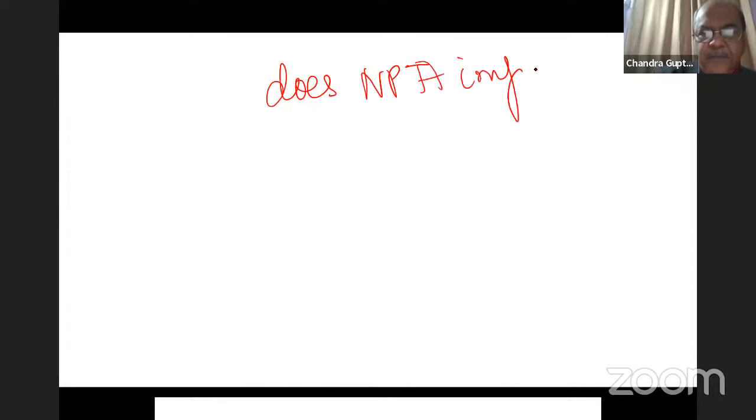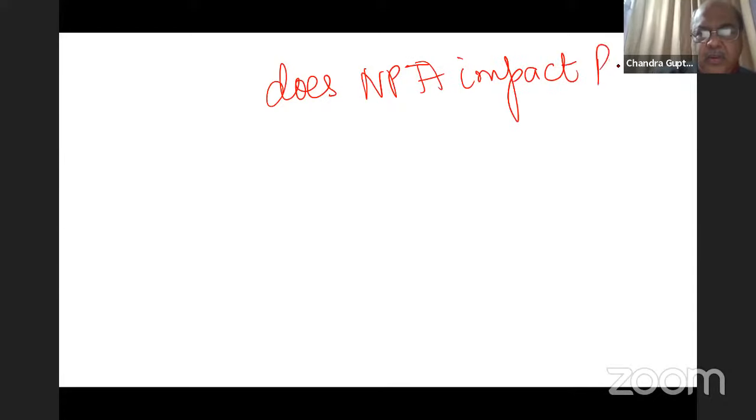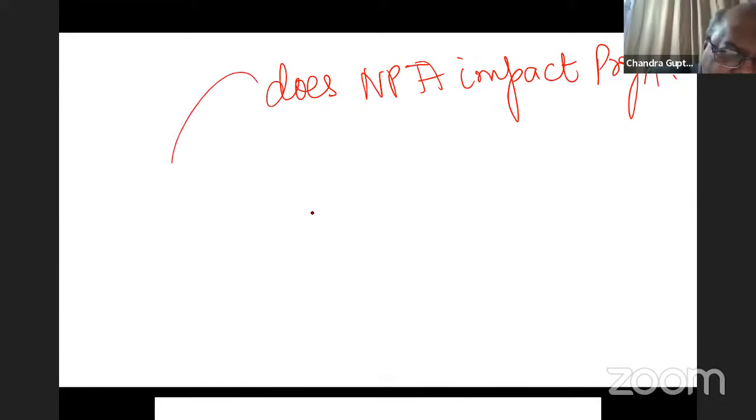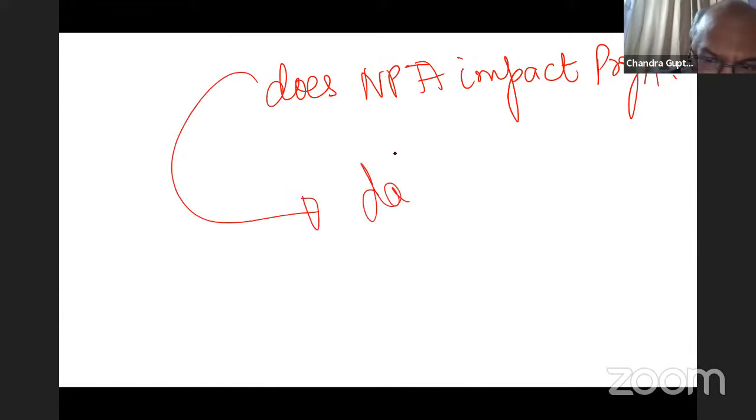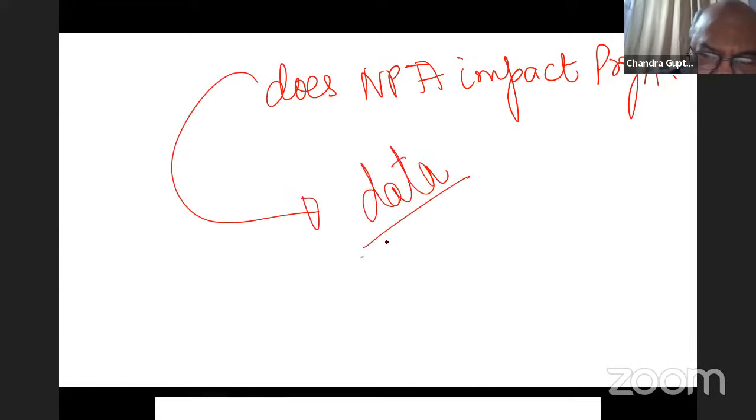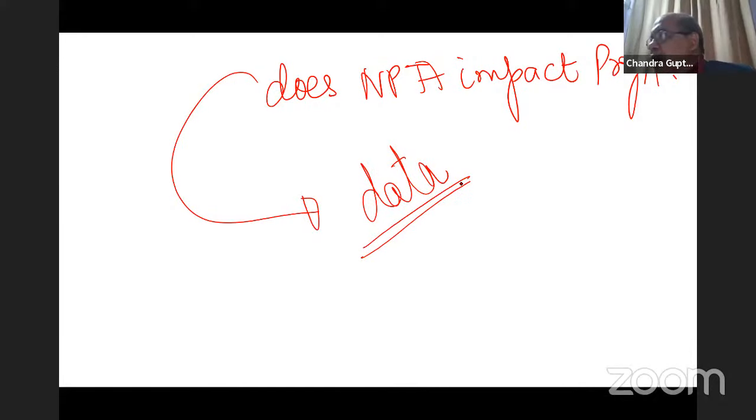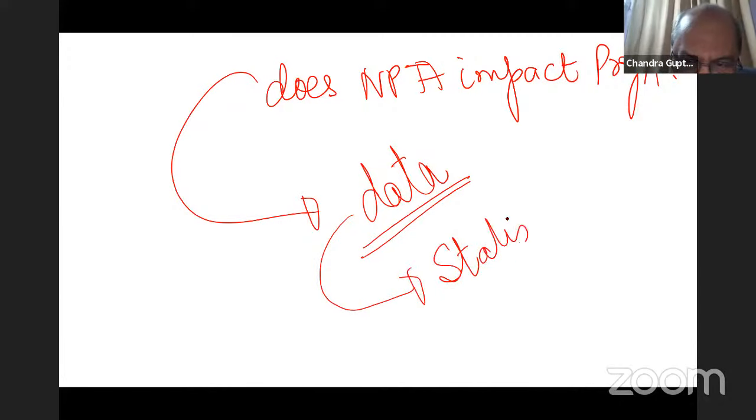Okay, for example, does NPA impact profitability of banks? That's my research question, right? How do I check it? Using data. Without data, I cannot answer this question. I need the data. And when you have the data, you will be using statistical tools to answer this question.